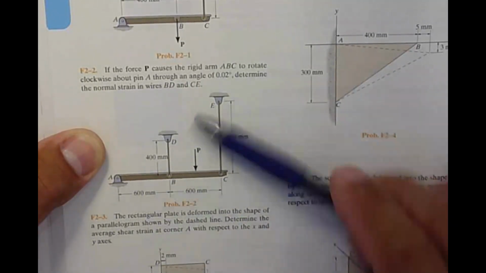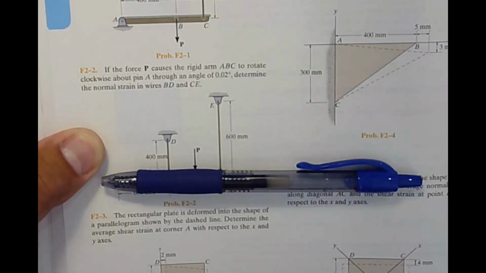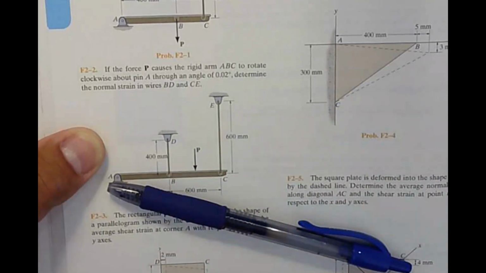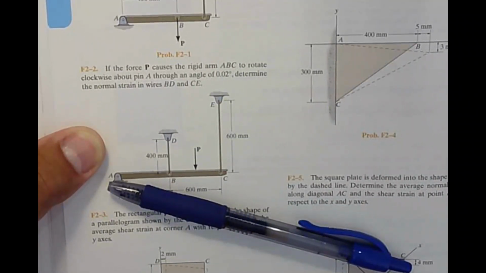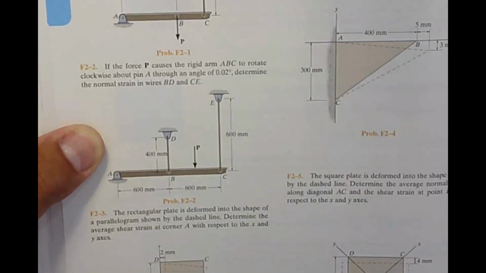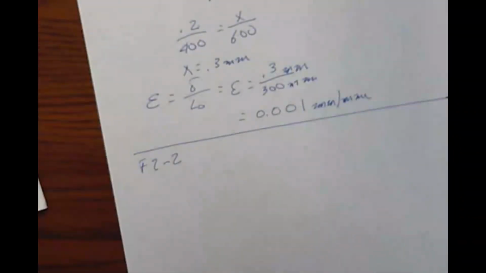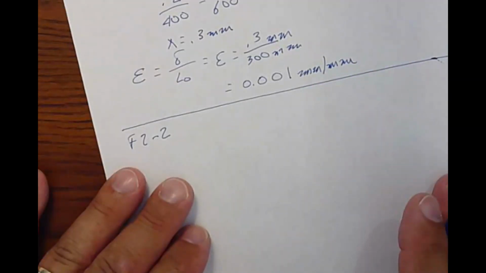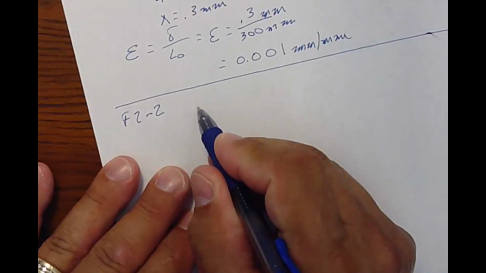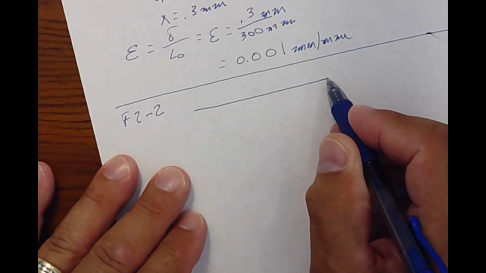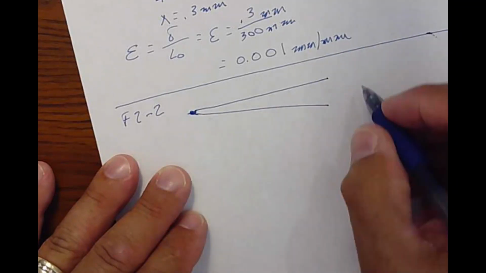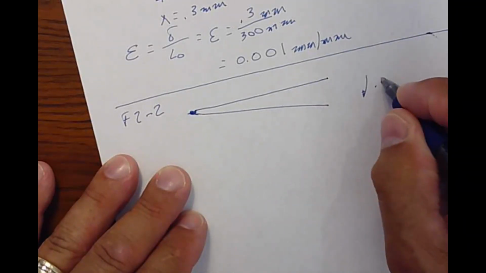So once again, we have this bar, and we're going to rotate it. But now instead of rotating it and giving us a distance, a delta, they're giving us an angular rotation, 0.02 degrees. Well, of course, we can't live with degrees, can we? We have to convert that to radians. So let's just draw a picture here. So here's our bar. And we're just going to rotate down, pinned about that point. And that's 0.02 degrees.